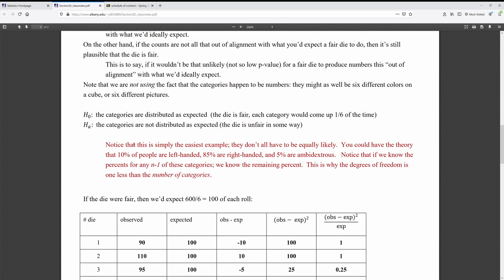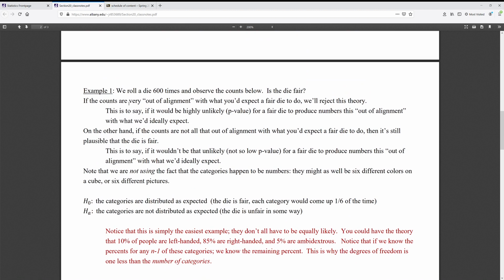So we'll organize our facts here. Well, basically that's what I'm saying up here. If the counts are very out of alignment with what you'd expect a fair die to do, we'll reject the theory that it's a fair die. That is to say, if the die being fair would make a sample this out of alignment with the ideal highly unlikely, then it's probably not a fair die. And that's our p-value, the probability of getting a sample as out of alignment with 1/6 each as we did, at least as out of alignment with 1/6 each. On the other hand, if they're not all that out of alignment with what you'd expect, then it's still plausible the die is fair. Don't reject H0.